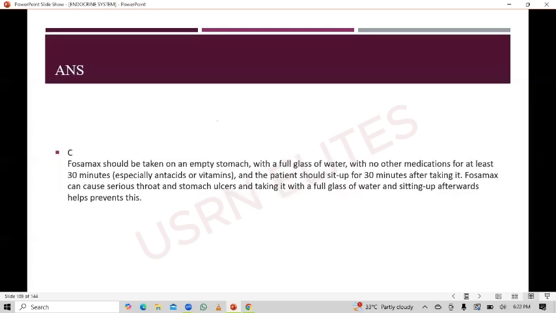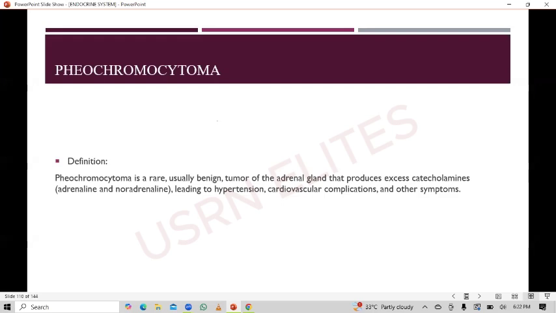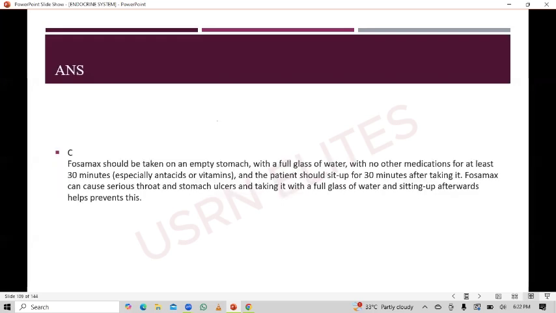Then we are done. So that brings us to the end of hypothyroidism, and then the end of today's class. Next time we continue with pheochromocytoma. Yes, please. We are done.